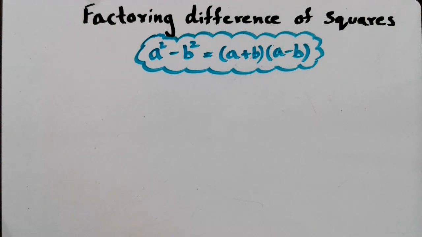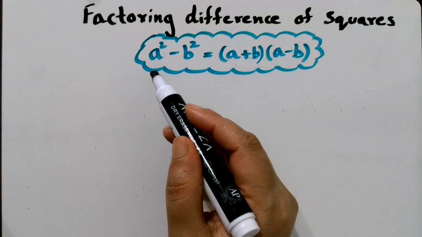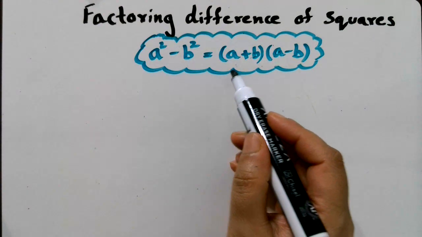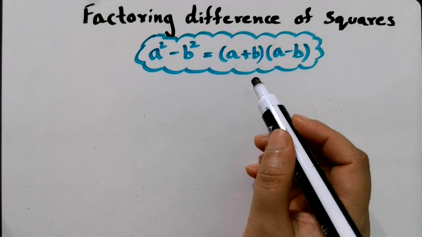Hey everyone, today I'll show you how to factor difference of squares. You might have seen this formula: a squared minus b squared equals a plus b times a minus b. First I'll show you how this works.